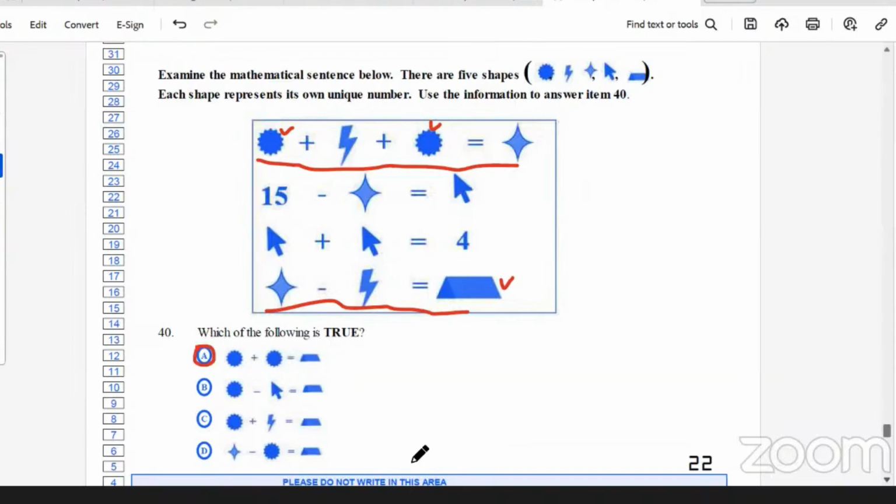So let's see if I can do it in a different way for you to see what the answer is. This is the last question.